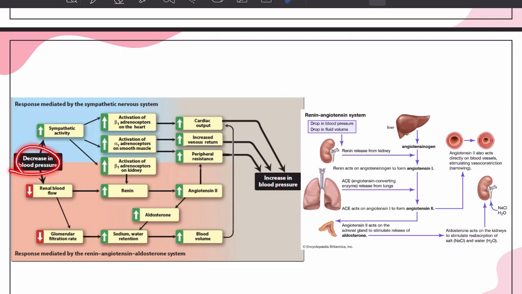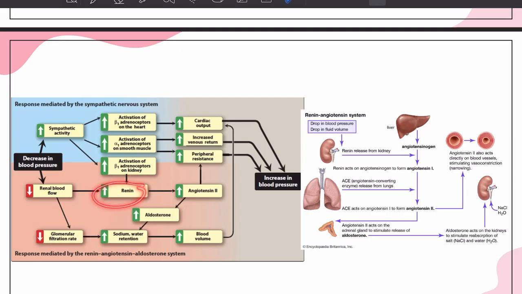If the blood pressure was to decrease, your sympathetic activity will increase. So you're going to have an increase in mainly the beta and the alpha. The alpha will mainly go on your blood vessels to constrict them, increasing the venous return and increasing the blood pressure by increasing the peripheral resistance. The beta 1 is mainly located on the heart and on the kidney. On the heart, we're going to increase the cardiac output, and this will increase the blood pressure. On the kidneys, this will cause renin release.